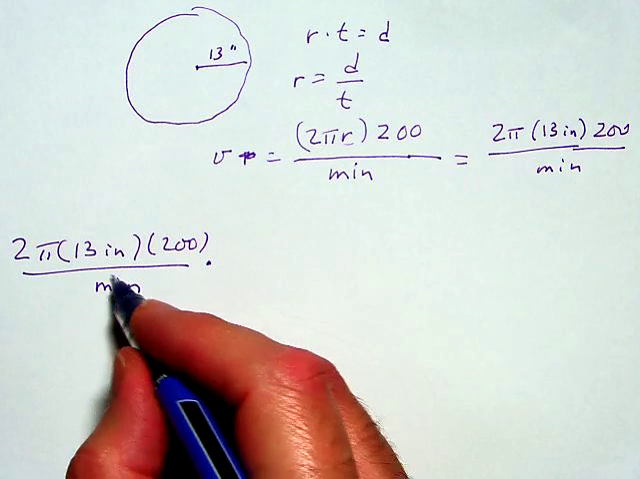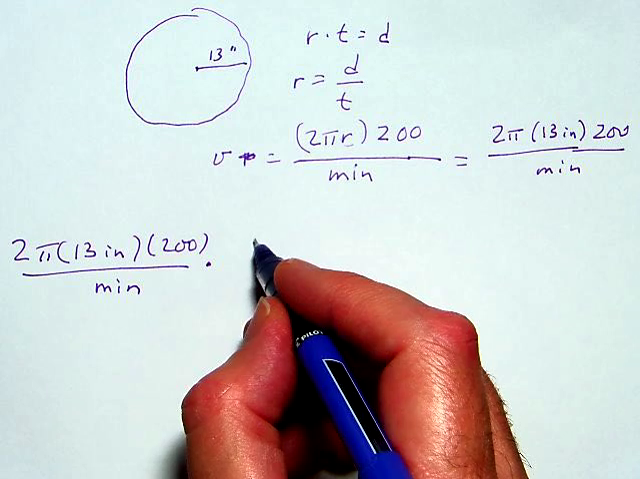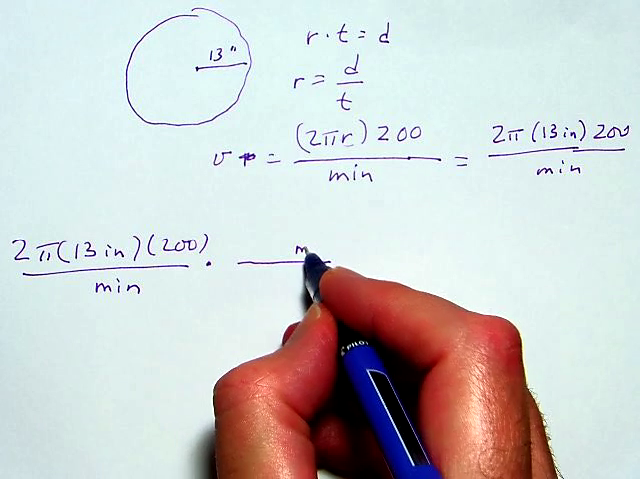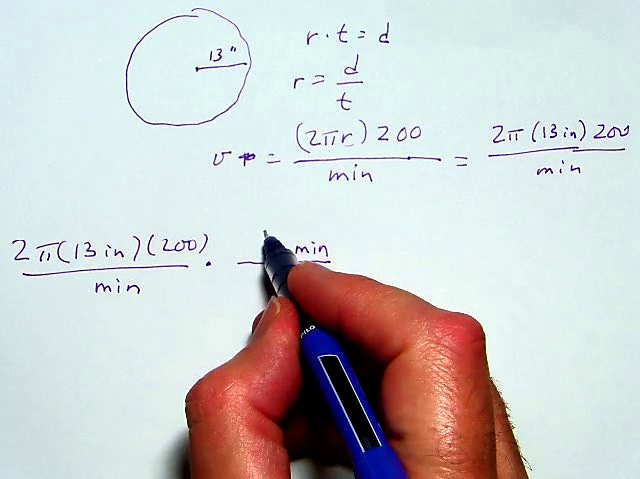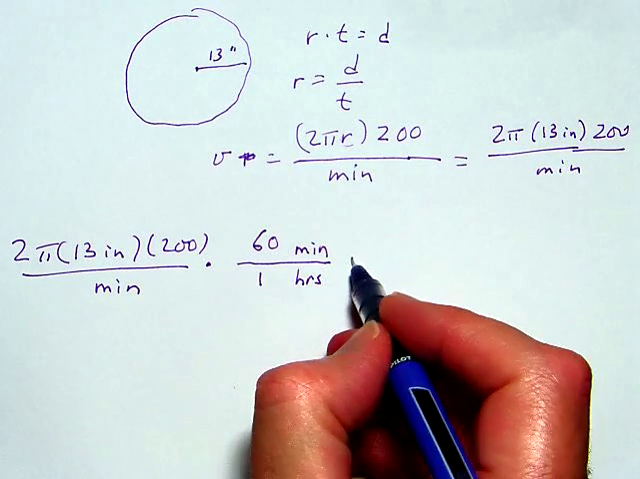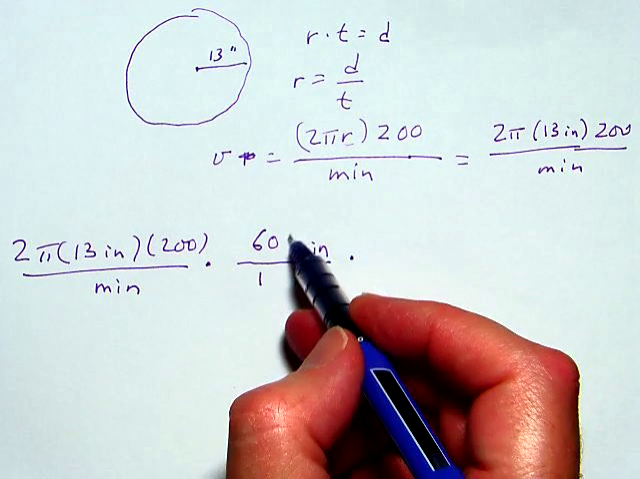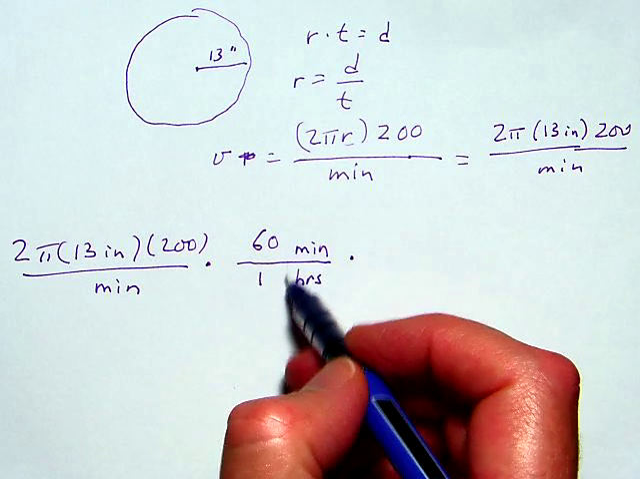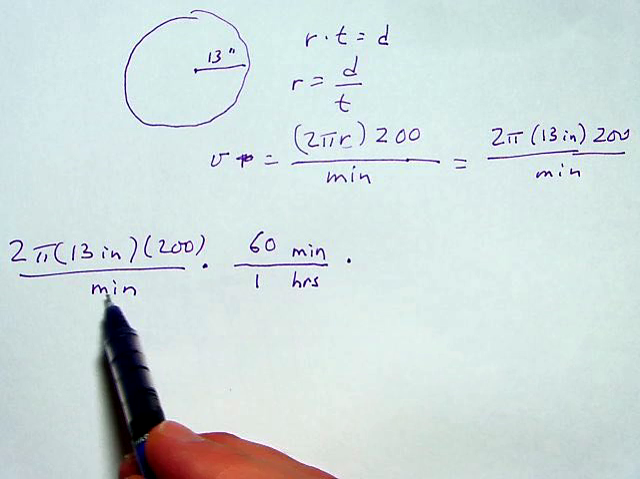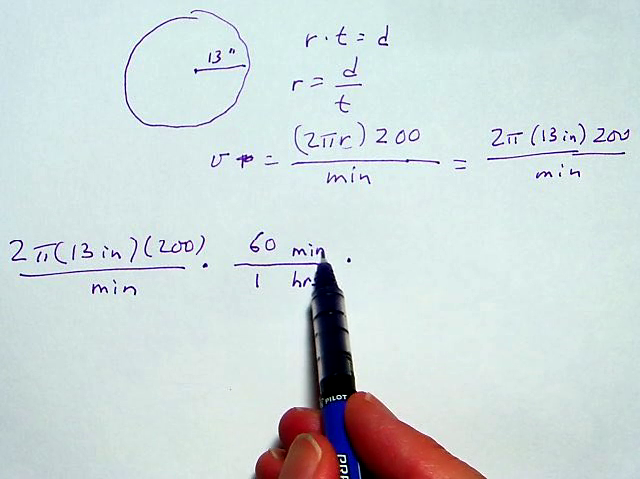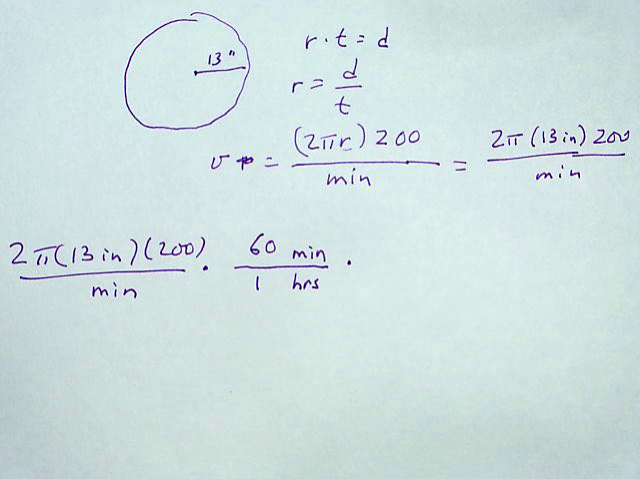We've got minutes as a unit in the denominator here, so we're going to put minutes in the numerator and hours in the denominator. We've got 60 minutes per hour. The value of this ratio is essentially 1, because 60 minutes equals 1 hour. By multiplying by 60 minutes over an hour, we cancel out the minutes and are left with hours in the denominator, which is what we want.